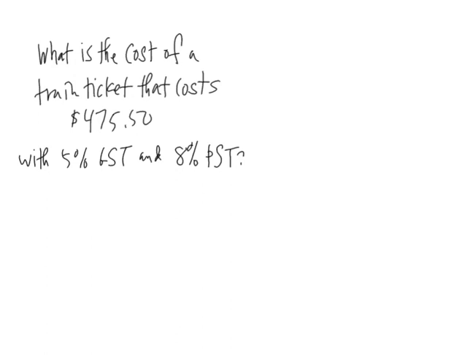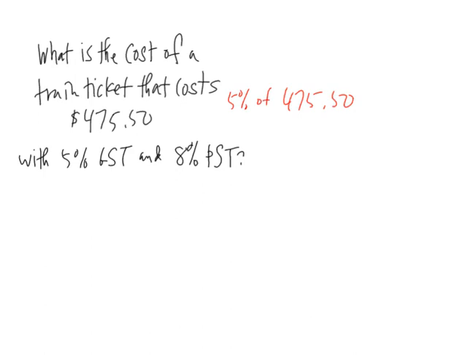All right, question 6: what is the cost of a train ticket that costs $475.50 if I have to pay 5% GST and then 8% PST? So let's try it a different way. $475.50, I have to figure out how much GST that is. So 5% of this will be GST.